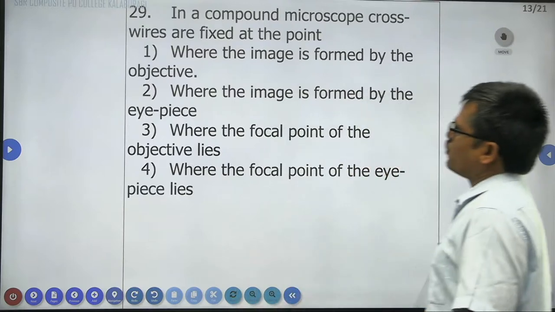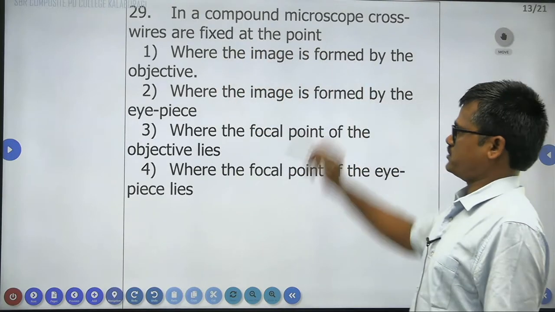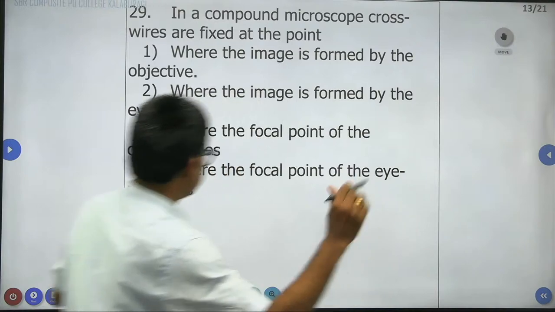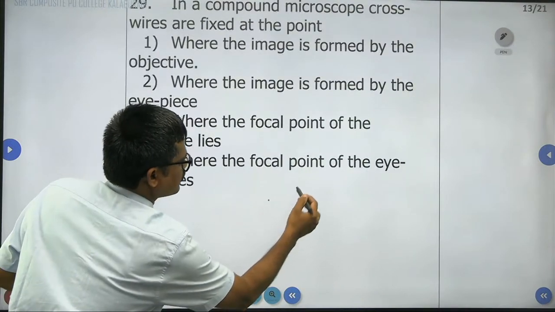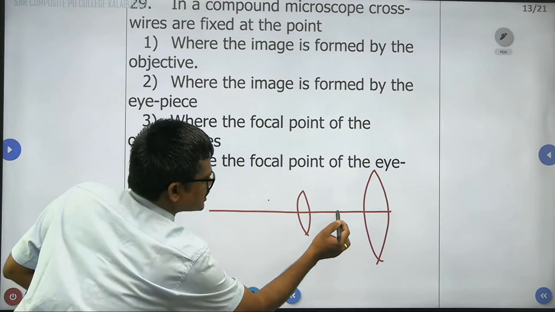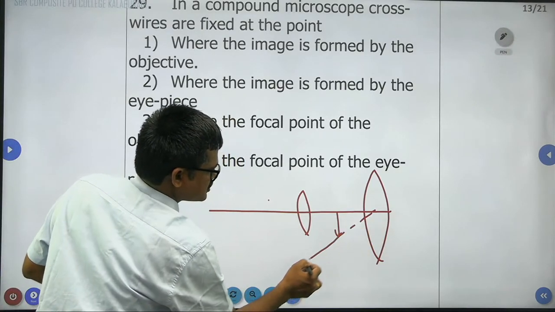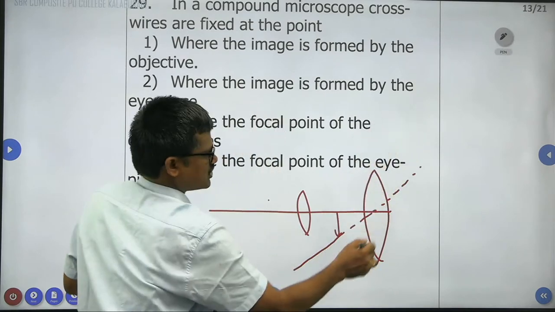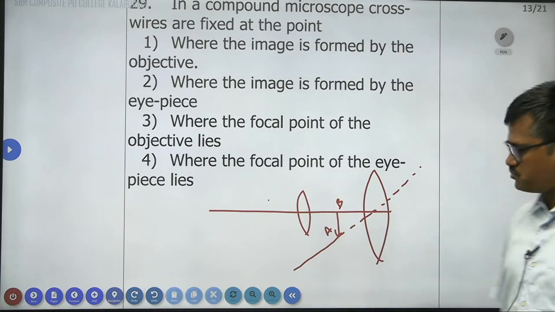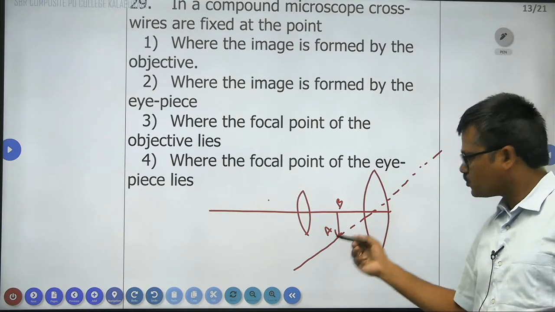Now see here. In compound microscope, the cross wires are fixed at the point where the image is formed by the objective or where the image is formed by the eyepiece. Okay, let me tell you. In case of compound microscope, this is objective. This is eyepiece. The image formed by the objective is somewhere here. Let this be A and B. The ray going through the optic center will not deviate. This will be a predictable ray, no? So I'll take it to decide where the image would be.